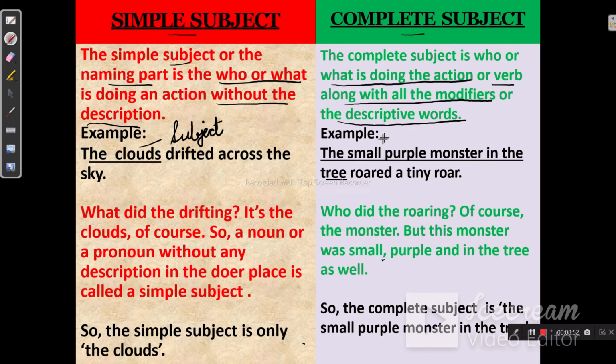Now let's see the example. The small purple monster in the tree roared a tiny roar. Now who did the roaring? Of course, the monster. But this monster was small, it was purple in color, and it was in the tree, right? So these are the descriptive words which are given. So this is a complete subject. The small purple monster in the tree is the complete subject.